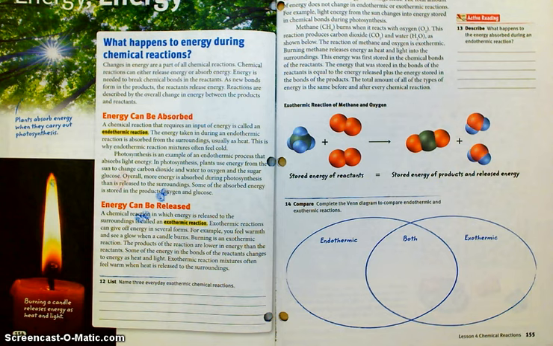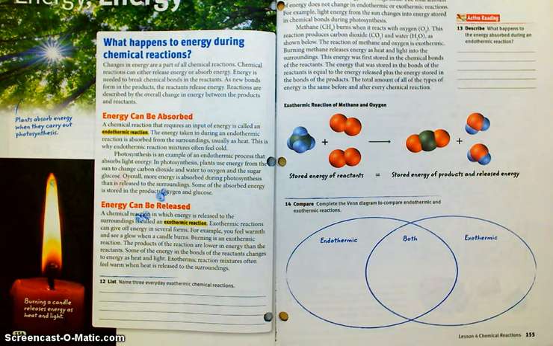A chemical reaction that requires an input of energy is called an endothermic reaction. This may be something that you mix together and it starts to feel cold, because it's stealing heat energy from its surroundings. Or it may be a chemical reaction where you have to heat the reactants in order for them to undergo the chemical reaction.